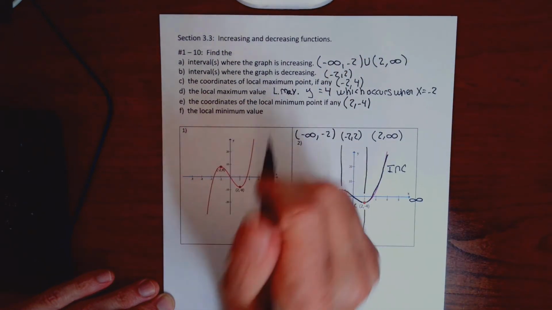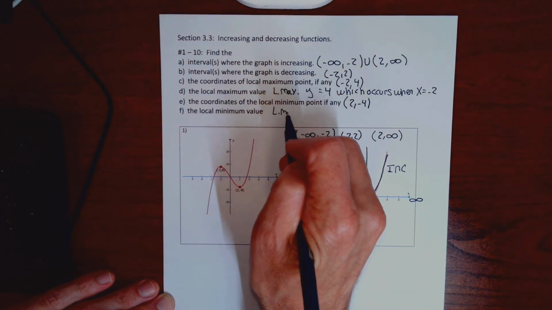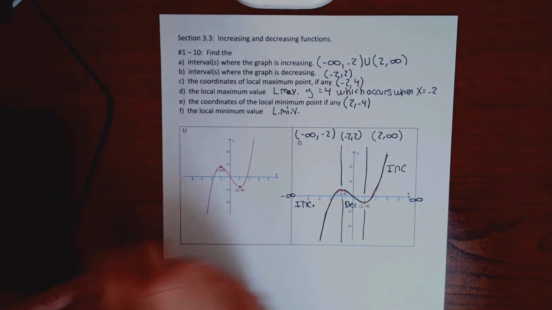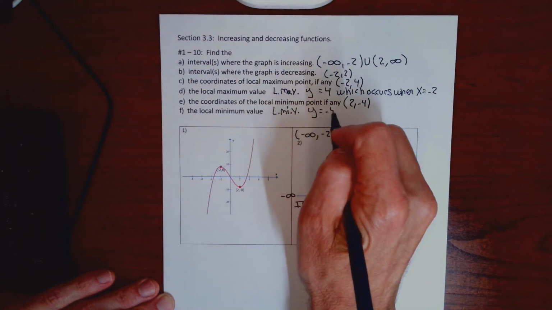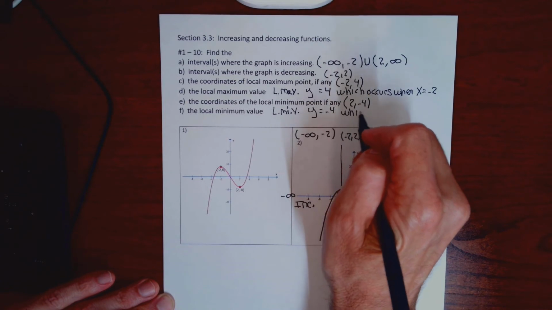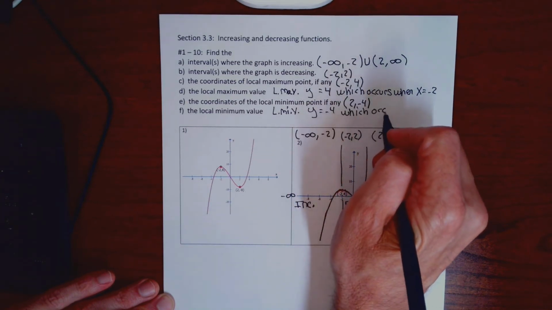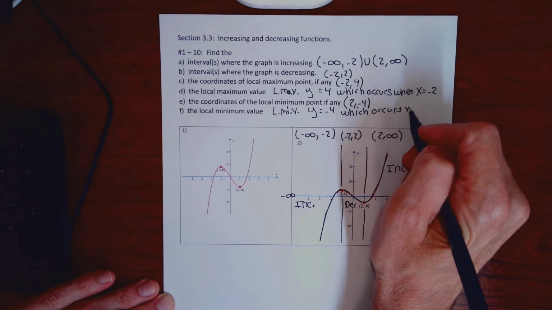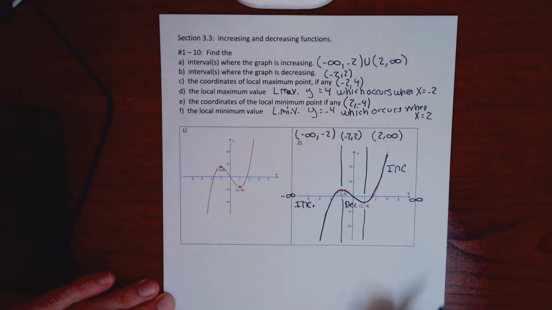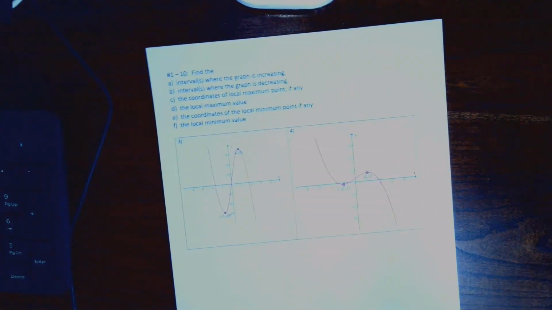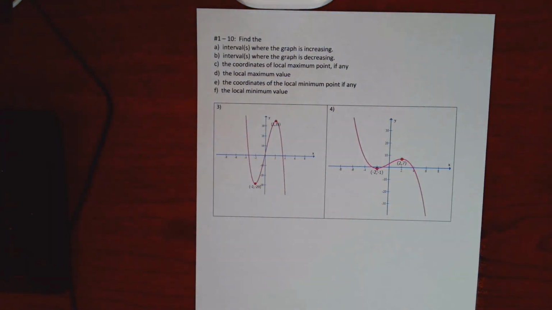And then for part F, the local minimum value is y equal to -4, which occurs when x equal to +2. It's everything. That's 6 questions, so it's probably 12 points on a test. Same questions for all the problems between 1 and 10. So for problem 4, I'm going to break it up into regions.